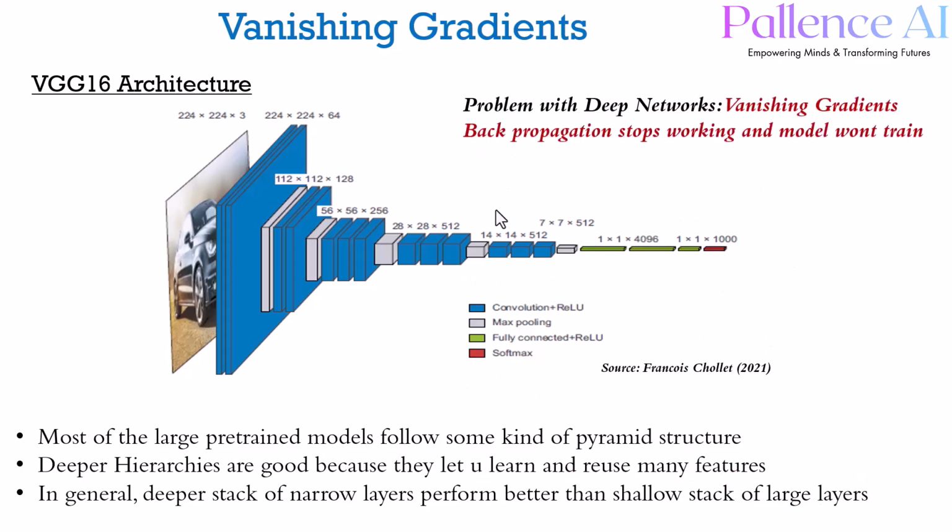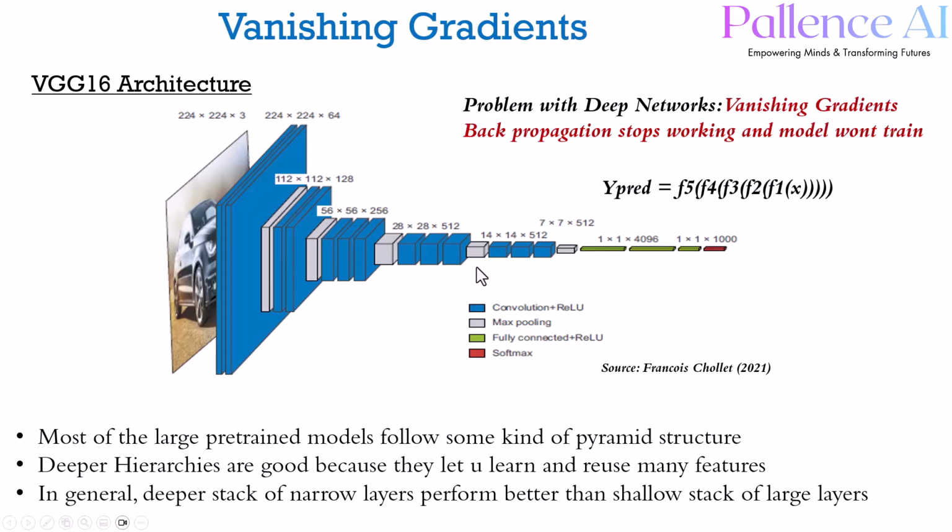But see, there's a problem with these deep networks, and that's called vanishing gradients. What it means is that backpropagation stops working as you have too many layers chained on top of each other, and basically the model won't train. So why is this happening? At the end of the day, a deep neural network is different layers chained on top of each other. For example, this final layer is chained on top of all the earlier layers.